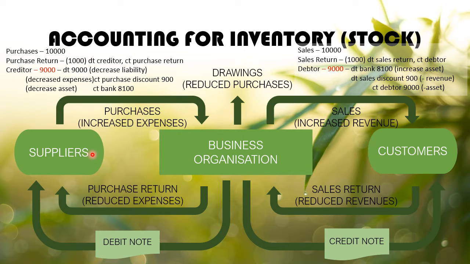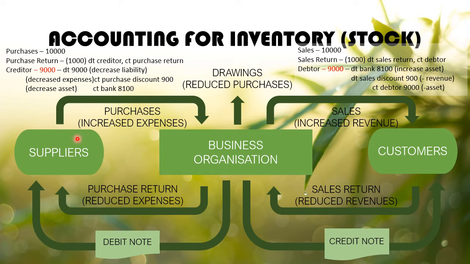Katakanlah saya beli inventory. So you are a business organisation. Okay, you want to purchase inventory. Sebab nak jual semula pada customer ni kan. So I purchase inventory from my supplier. Okay, bila saya purchase inventory, dia tidak akan menaikkan current asset inventory saya. Tetapi dia akan menaikkan expense saya. Yeah, because this is for short term benefit.